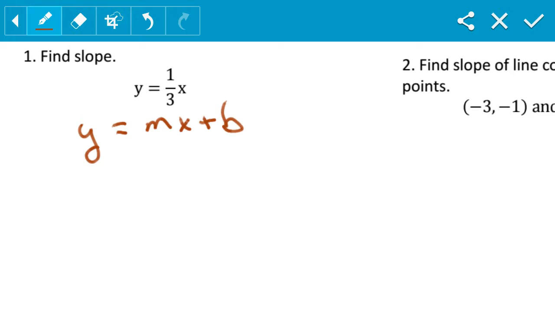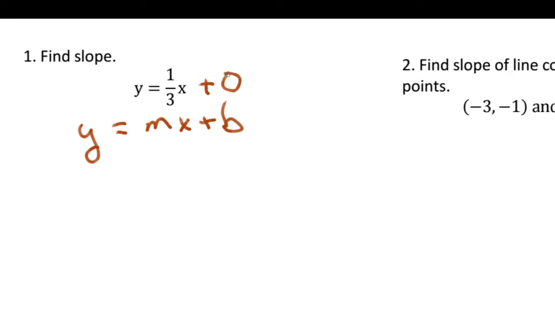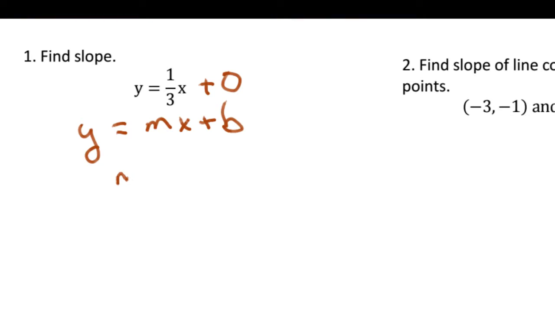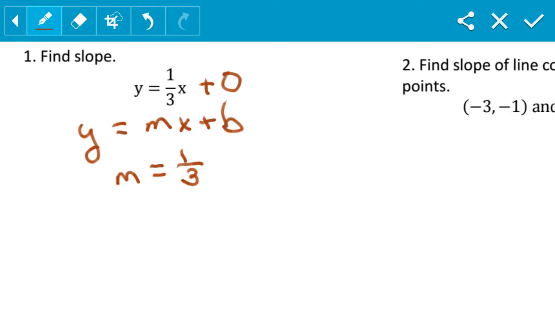And in this problem, we have a number times x, but we don't have b. So you can just assume that b is 0. So here we have y equals mx plus b, and m represents the slope, so we know that m is 1/3.